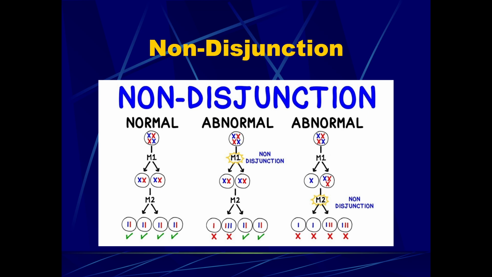So here we can see that non-disjunction can occur during meiosis 1 or meiosis 2, and we get different results depending on when the non-disjunction occurs. If the non-disjunction occurs during meiosis 2, we create 4 non-viable gametes and they would all self-abort. Whereas if the non-disjunction occurs during meiosis 1, we can generally use 2 of the 4 gametes, and they could go through the process of fertilization to produce a zygote or very early fetus.